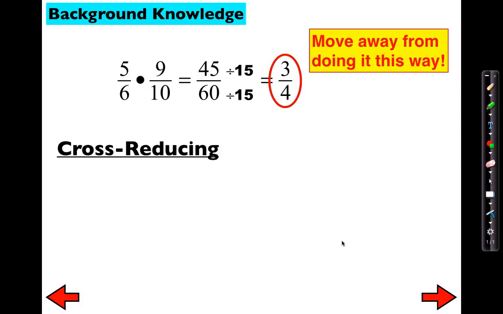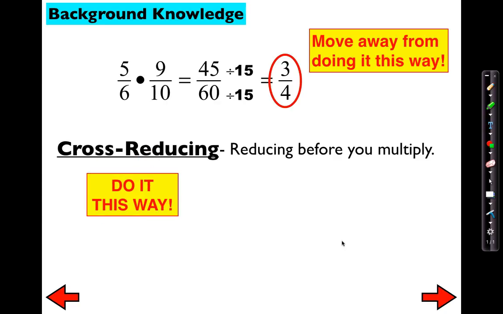What you should be doing is cross-reducing. Okay, basically that's when you're reducing before you multiply. So if you look at this, what you want to do is look at the numbers across from each other, like 5 and 10. Do 5 and 10 have anything in common? The answer is yes, they both have a 5 in common that we can reduce by. So 5 divided by 5 gives 1, 10 divided by 5 now turns into a 2.